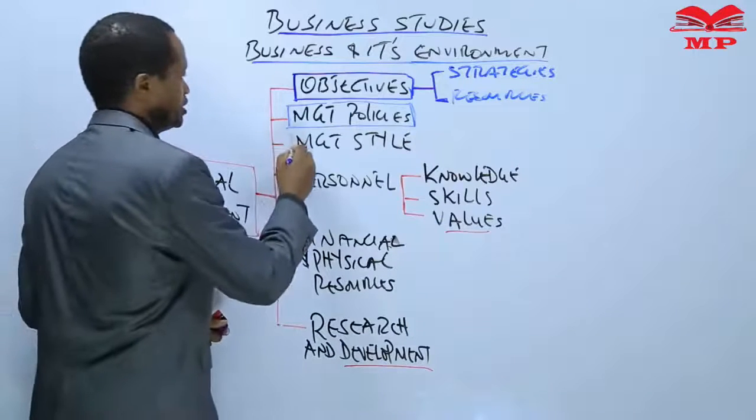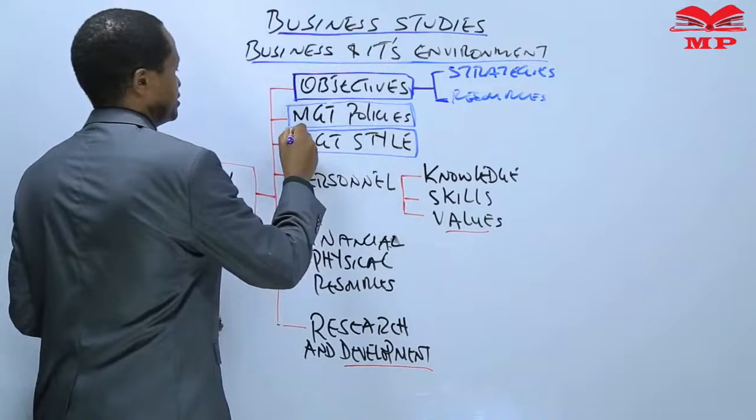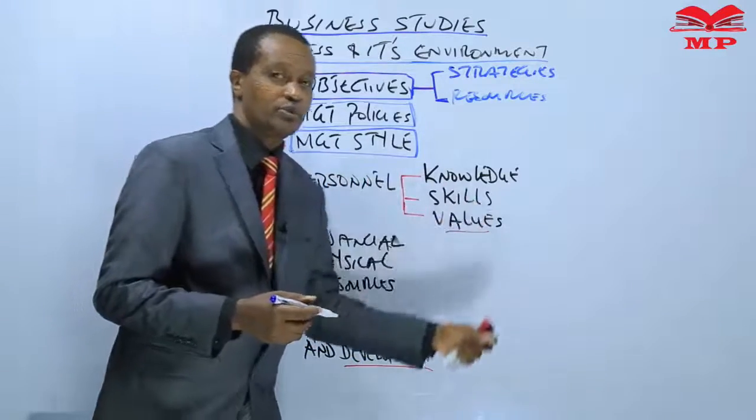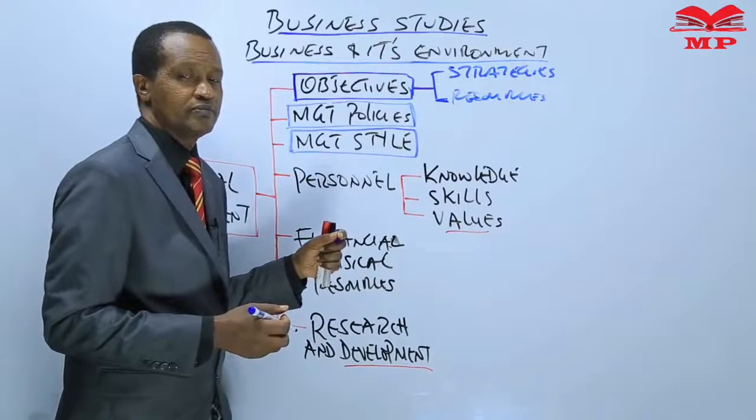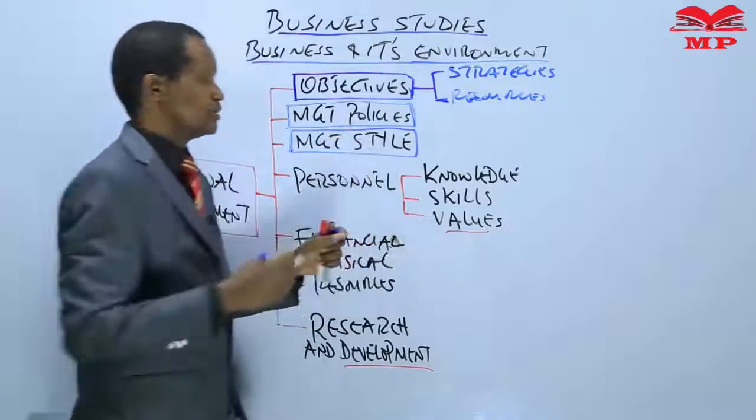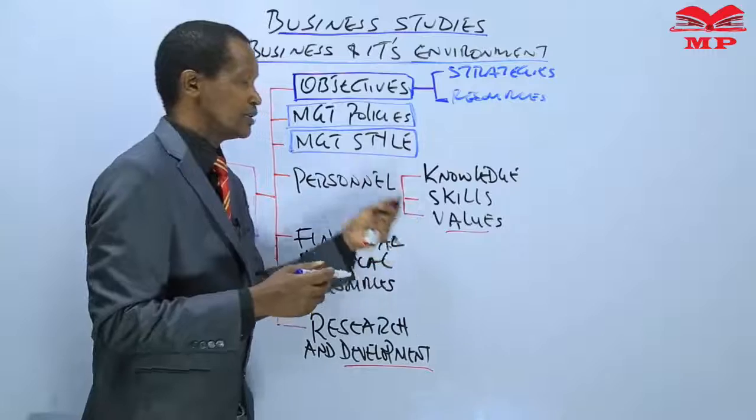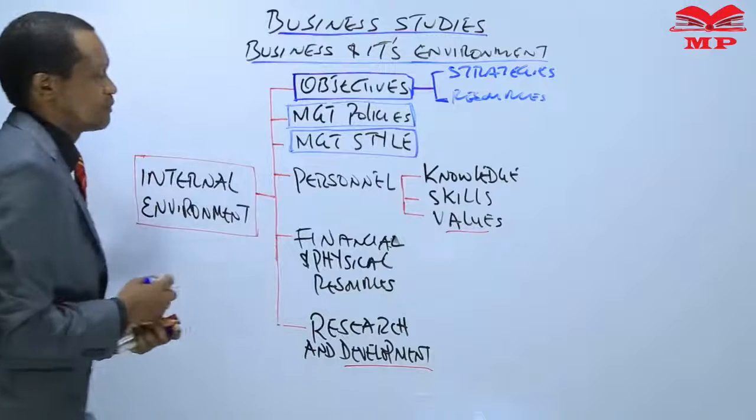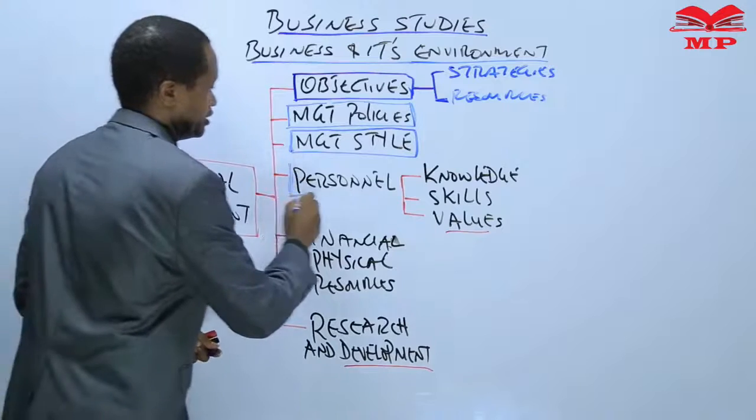Learners, we also talked about management styles. Management styles. We say that there are those managers who may have what we call a participative approach, where they involve employees in decision making. There could be another style where management makes all the decisions without involving employees. So both styles may be advantageous or disadvantageous to the business. Then there is the factor on personnel, which we discussed today. Personnel.